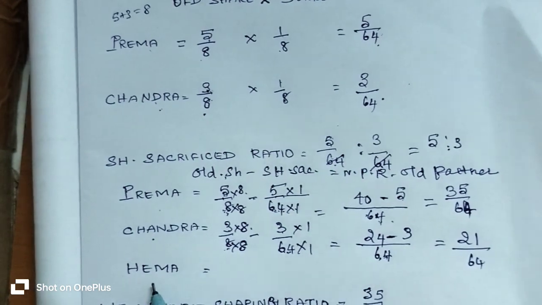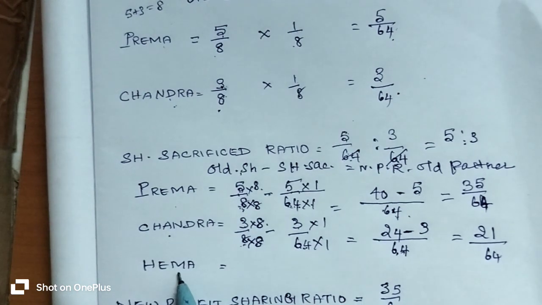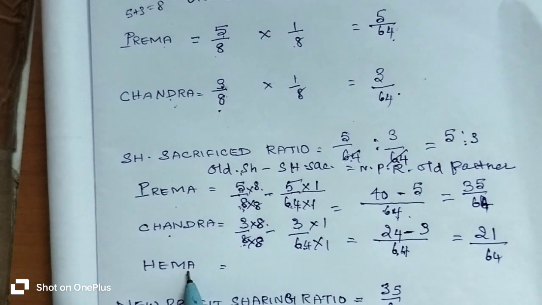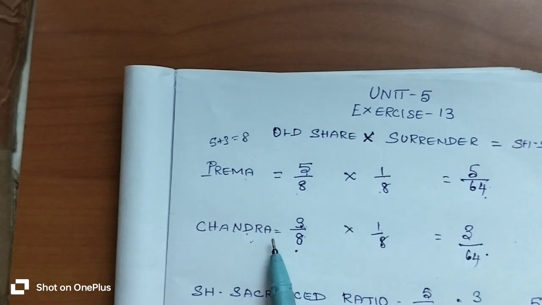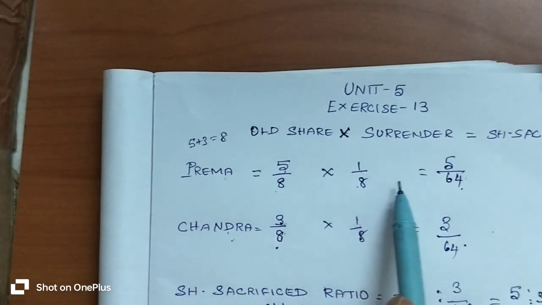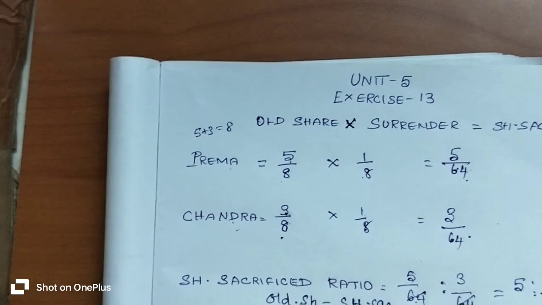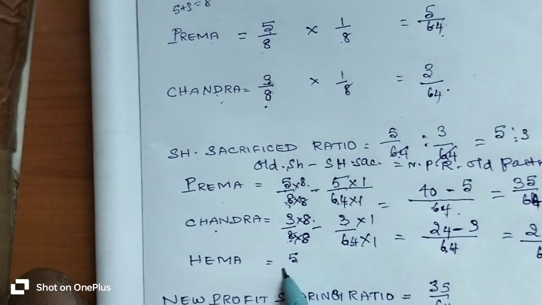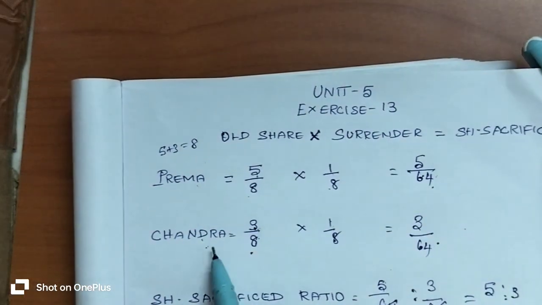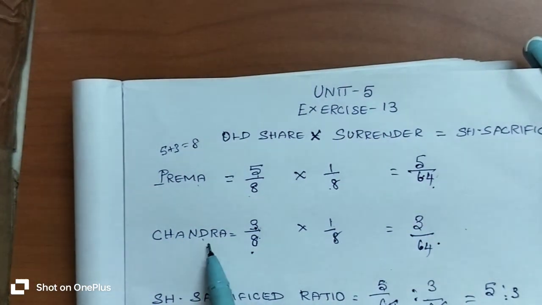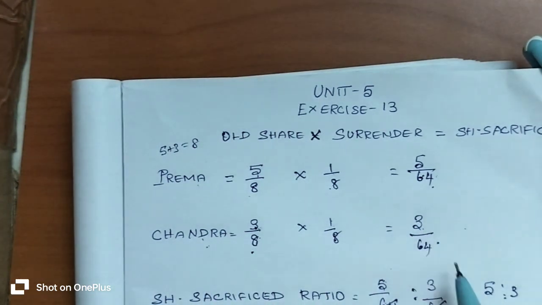Now we have to find out the new partner Hema's new profit sharing ratio. How can a new partner get their new profit sharing ratio? Old partners sacrifice their share of profit only. The new partner will get the new profit sharing ratio accordingly. Prema's sacrificing ratio is 5 by 64. We have to enter 5 by 64 here. Okay. And old partner Chandra also sacrifices her share of profit. How much? 3 by 64.